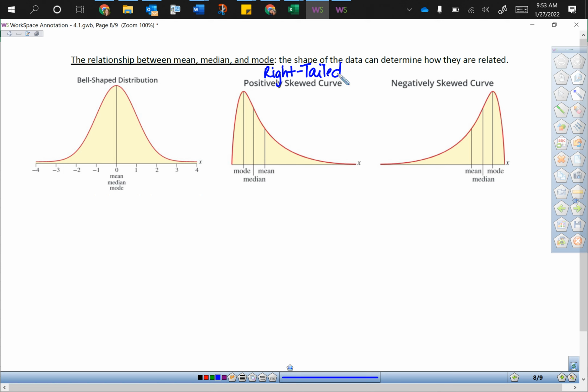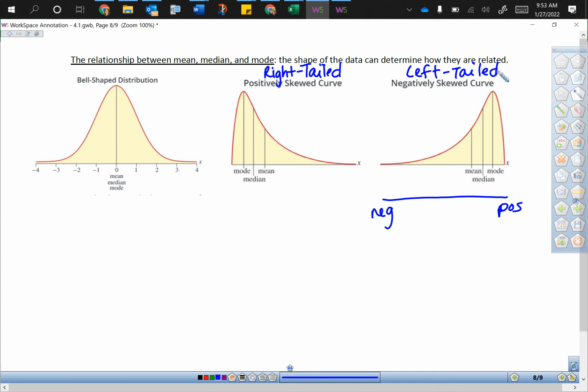Now, the next one is a negatively skewed curve, and the reason they call it negative is because this is like a number line. If this was a number line, this would be positive, this would be negative. It is skewed in the negative direction. We have a left tail here, left-tailed. And that is when the mean is smaller than the median, which is smaller than the mode. The mode is the biggest, the mean is the smallest.